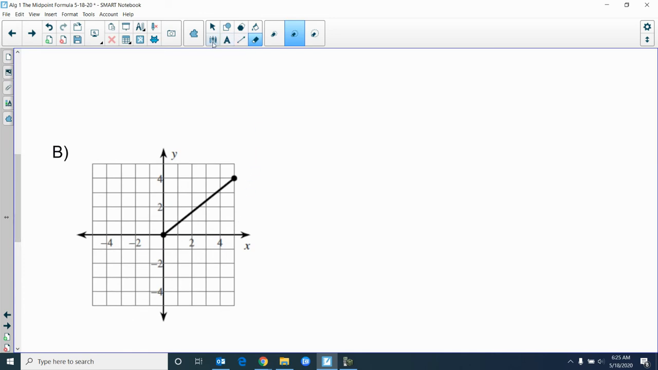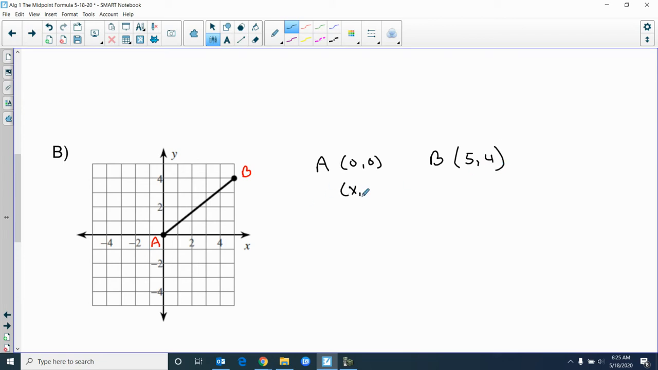So this one here, I'll call this point A. We'll call this point B. Well, A is (0, 0). B will be the point (5, 4). And so just think of this as x1, y1. Think of this as x2, y2.